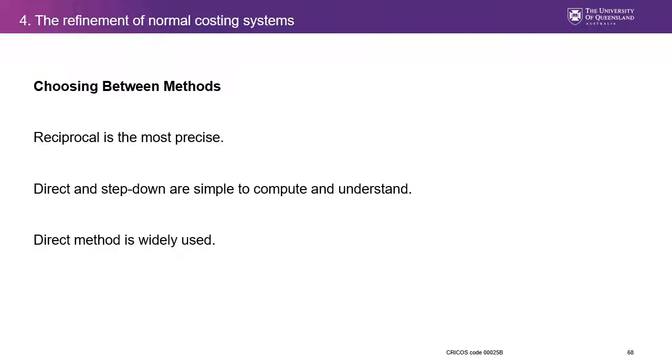So choosing between methods, the reciprocal method is the most precise, while the direct and step-down methods are simpler to compute and understand. The direct method is widely used, particularly if the production departments use much more of the services than the service departments use of each other.